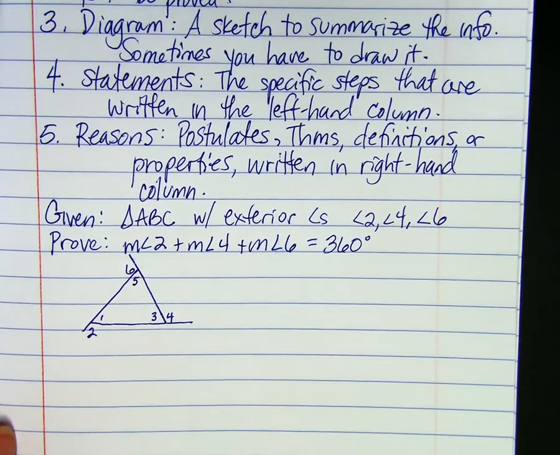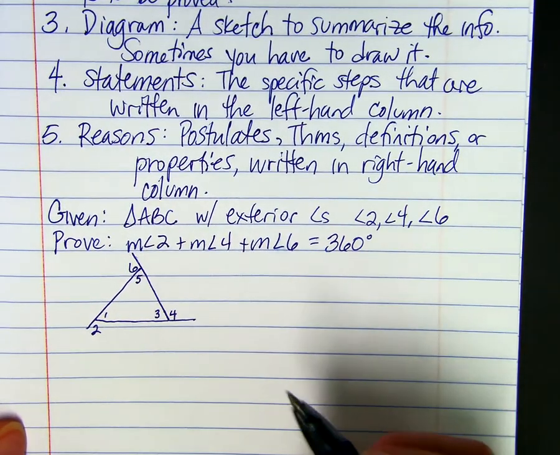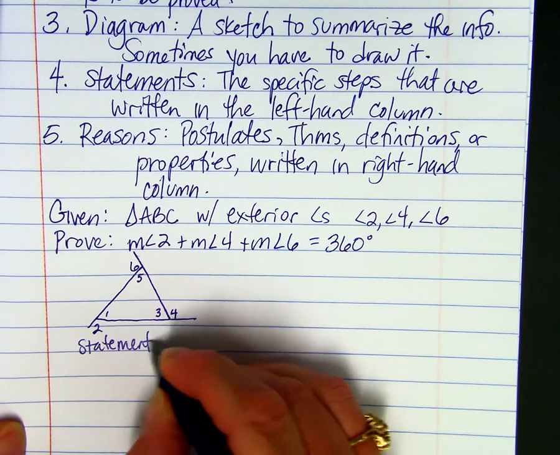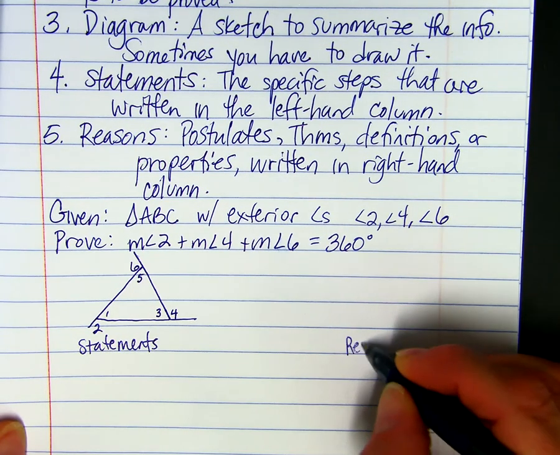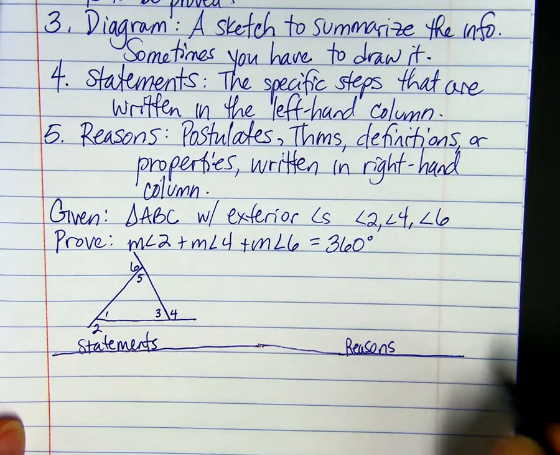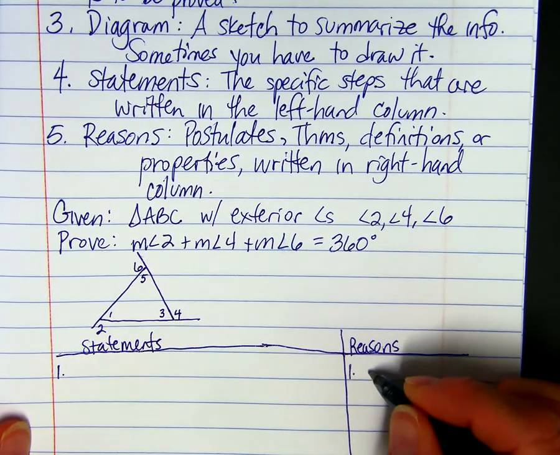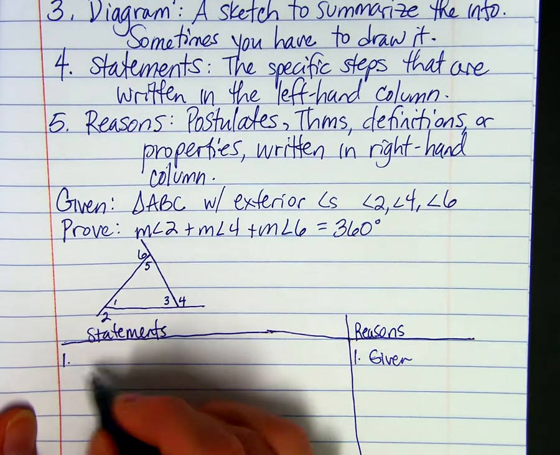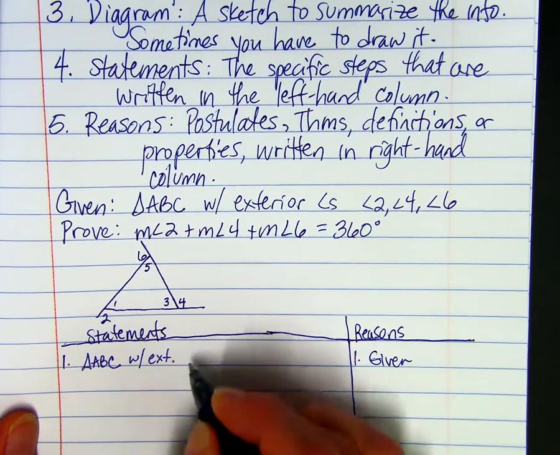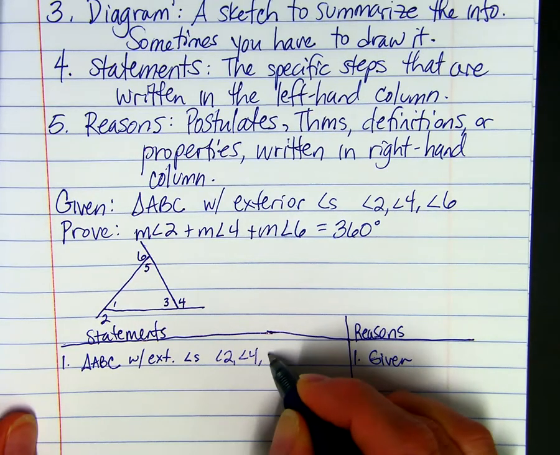Let's see. Let's begin with, I'm wondering if I have enough room. I'm just going to write small. So we have statements, reasons. We're going to leave more room for statements. Reasons don't take up as much room. Number 1 is we're going to write the given. So we have a triangle ABC with exterior angles, angle 2, angle 4, and angle 6.